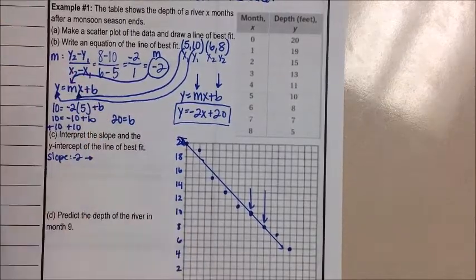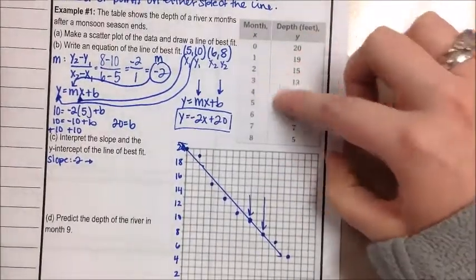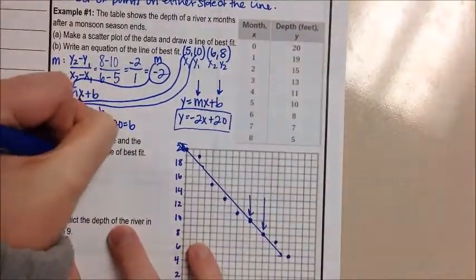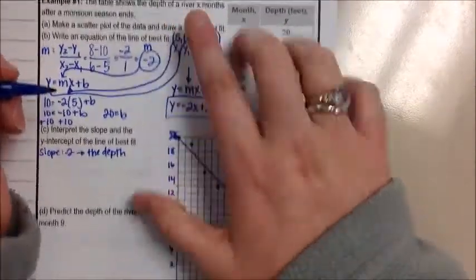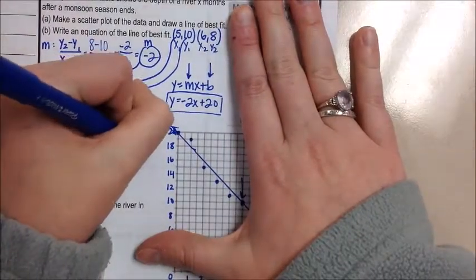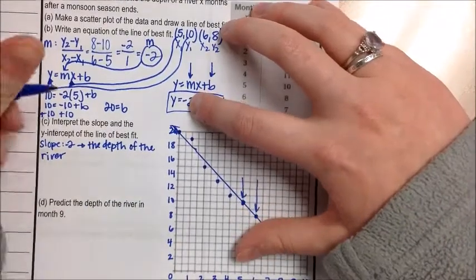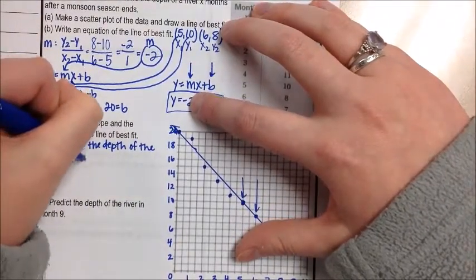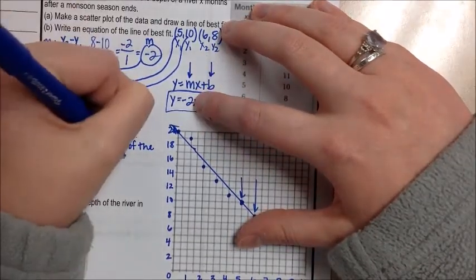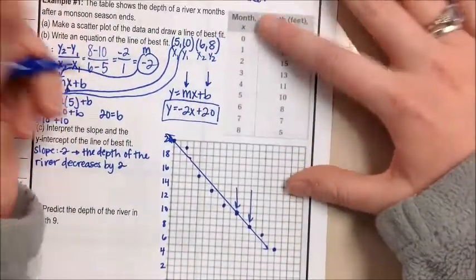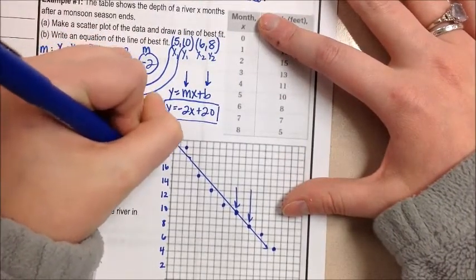So remember that's how everything is changing. So that's how my y changes each month. My y is the depth, and we're talking about the depth of a river. Is it increasing or decreasing? Well, it's negative, so it decreases. It decreases by 2, and the depth is in feet, so 2 feet per month.